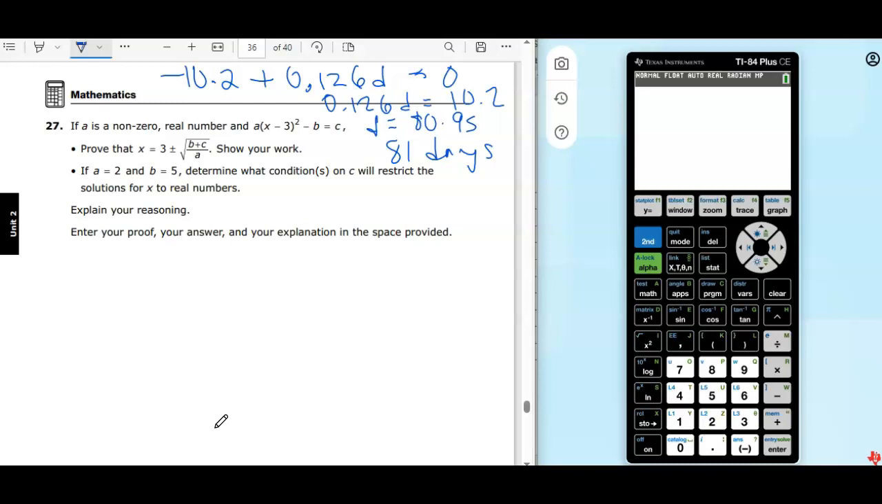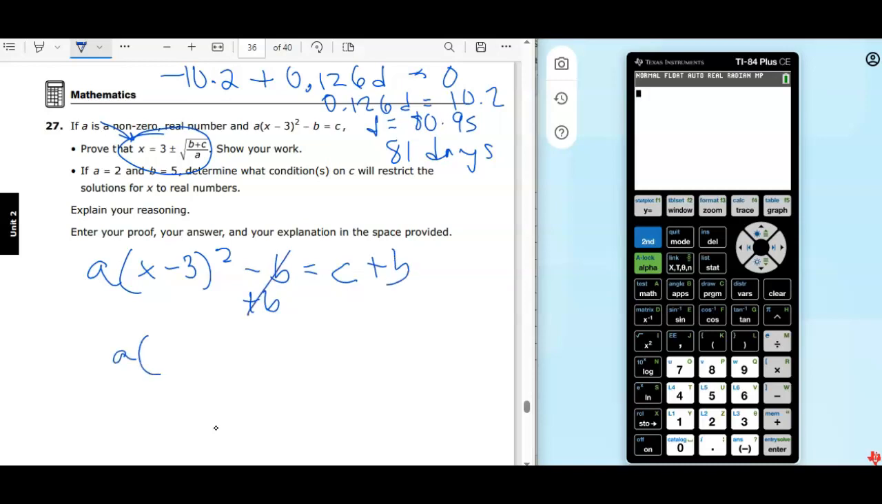So it says, prove that x equals this. So here's our equation: A times (x minus 3) squared minus B equals C. What we're really doing here is solving for x, right? So this is the same as a literal equation. I'm first going to add B to both sides. I will get A times (x minus 3) squared equals C plus B. Then, before I can take the square root, remember our next order of operations is multiply, divide. So I'm going to divide by A.